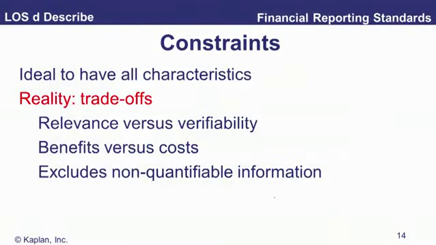So, ideal to have all of our characteristics, but as we said, there are trade-offs, and we've already touched on one, relevance versus verifiability. Number one, data is relevant if it's received very quickly. The problem is, as we said, if the accounts are produced very quickly after year end, verifiability suffers because we don't have a lot of data on the year end balances, such as the accounts receivable, how much was collected, etc.